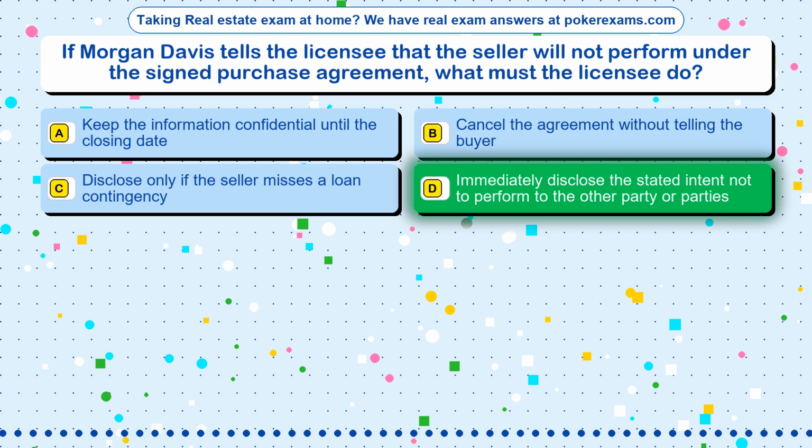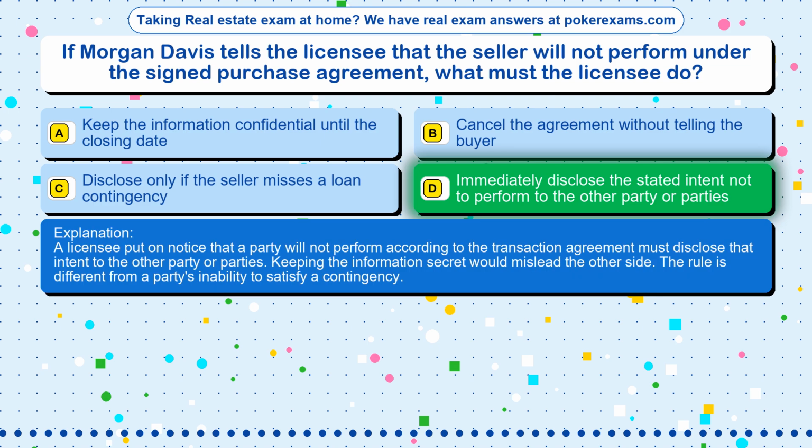The correct answer is option D, immediately disclose the stated intent not to perform to the other party or parties. A licensee put on notice that a party will not perform according to the transaction agreement must disclose that intent to the other party or parties. Keeping the information secret would mislead the other side. The rule is different from a party's inability to satisfy a contingency.